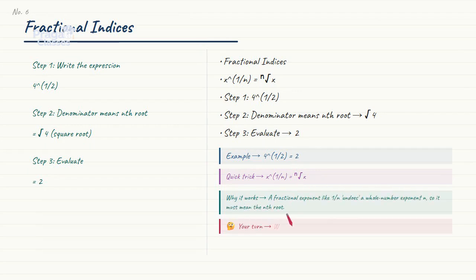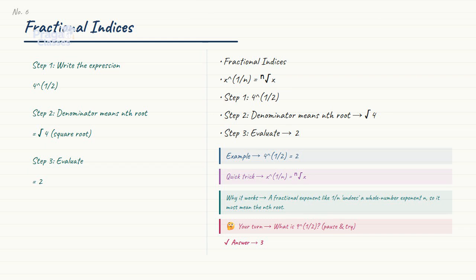A fractional exponent like 1/n means taking the nth root of the base. The denominator of that little fraction tells you which root to take. Look at the board, 4 to the 1/2. The 2 in the denominator says to square root, so this becomes the square root of 4, which is 2. And here's a little trick to never forget this: x to the 1/n equals the nth root of x.